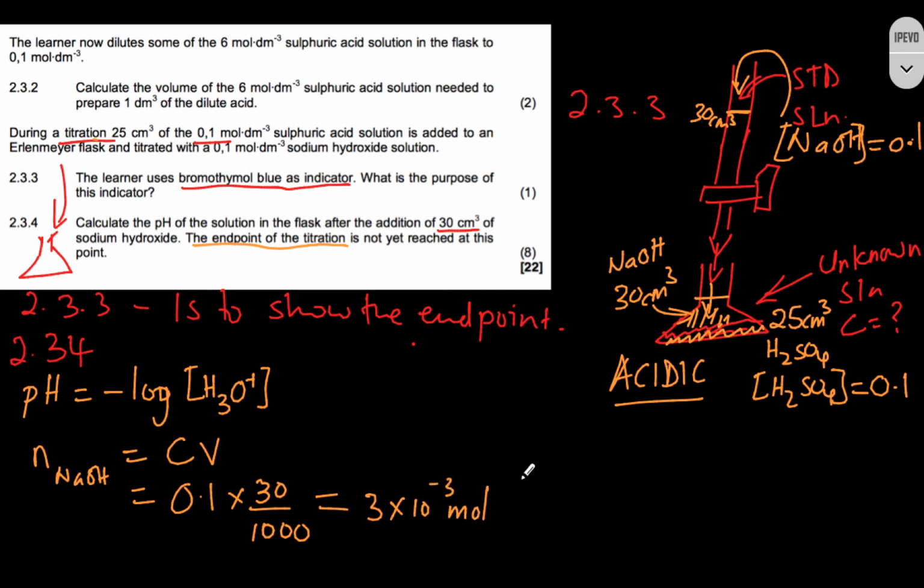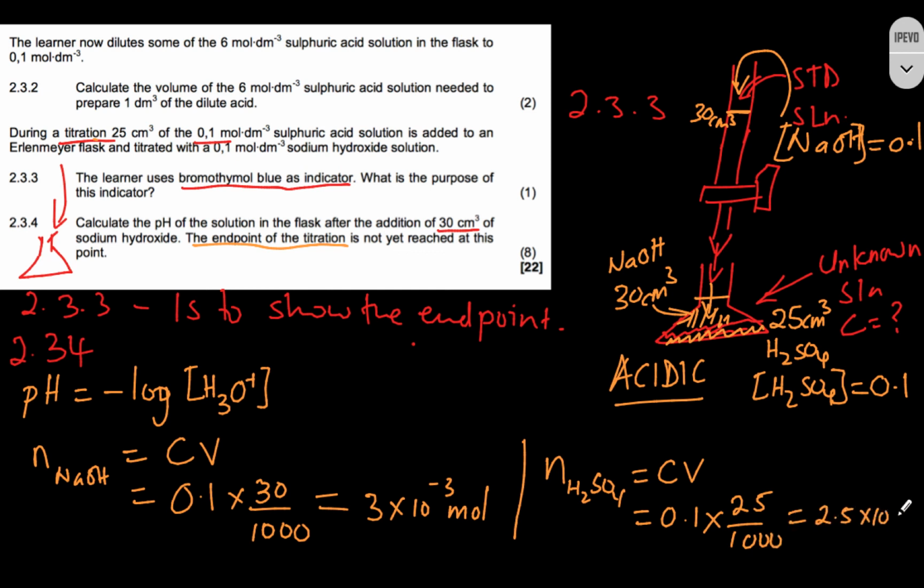And then now we also calculate the number of moles in the sulfuric acid. The number of moles in sulfuric acid will be equal to concentration times the volume, which is equal to 0.1 times the volume, 25 over 1000. This will give us 2.5 × 10^-3 moles.